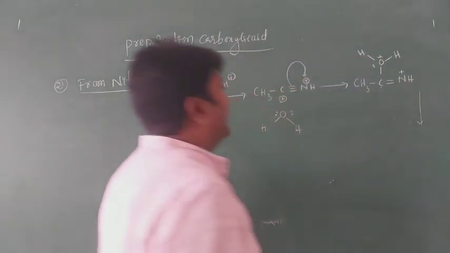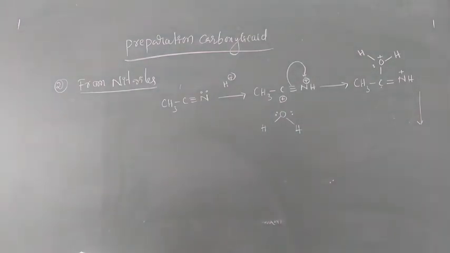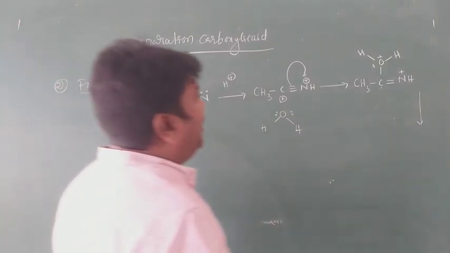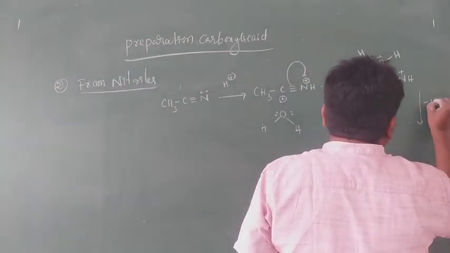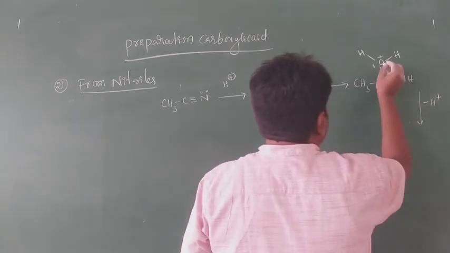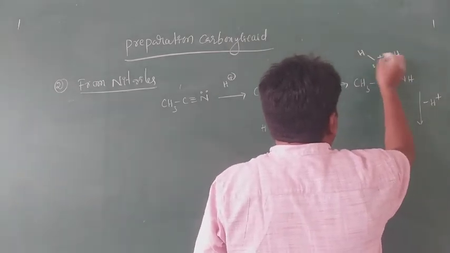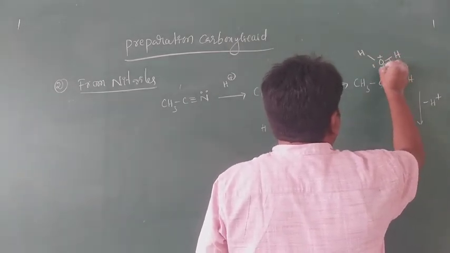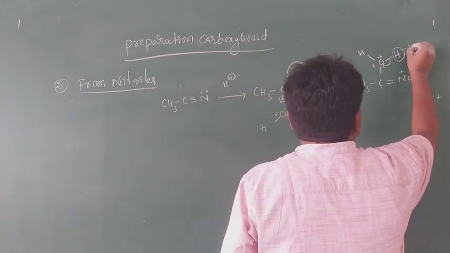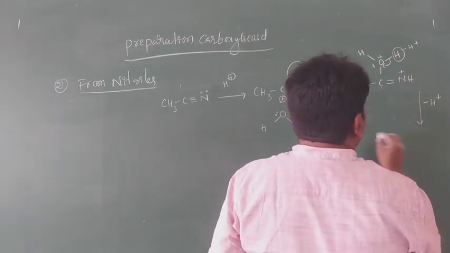Next one, it is up to here. You have to understand this one. Next, it is eliminated as minus H plus. It is very important because of this one bond, it is shifting to here. It is eliminated as H plus. Then you get this one.